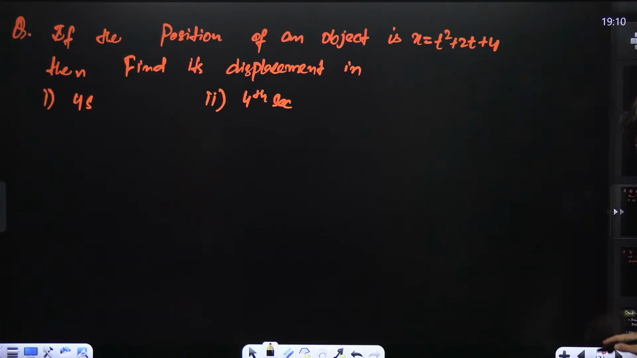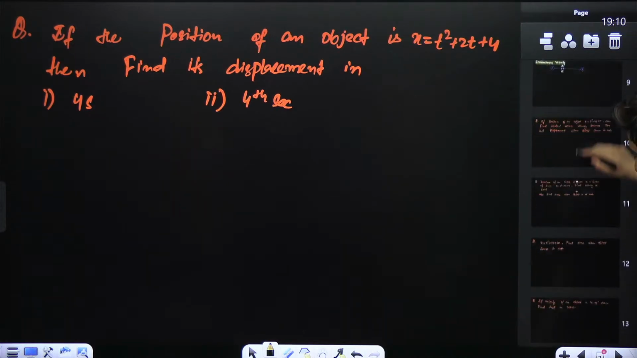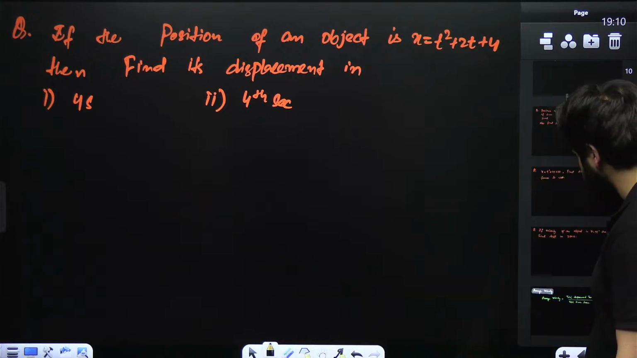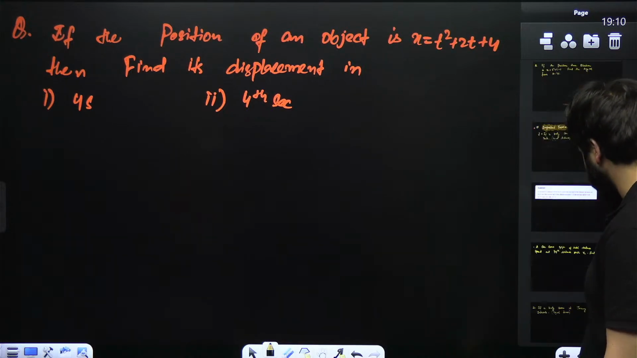So in today's session, we will have to complete the rest of the kinematics that we will be doing over here. That is for sure.